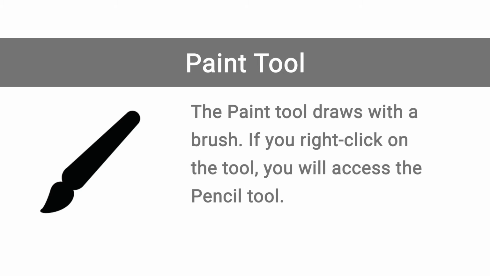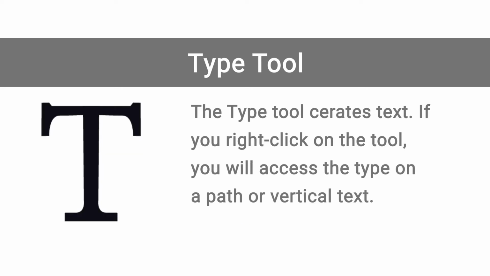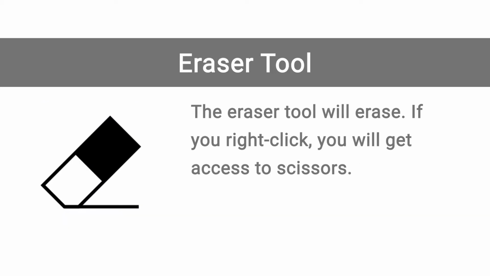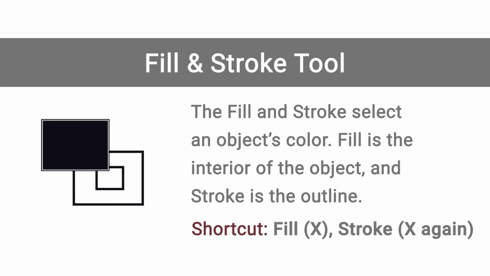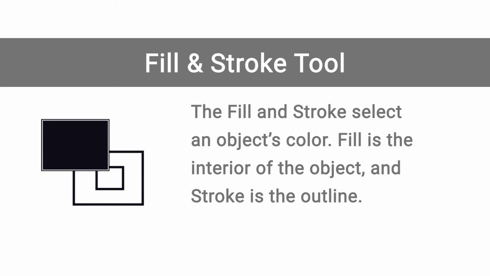The Paint tool draws with a brush. If you right-click on the tool, you will get access to the Pencil tool. The shortcut for the Paint tool is B. The Type tool creates text. If you right-click on the tool, you will get access to Type on Path and vertical text. The Eraser tool will erase. If you right-click, you will get access to scissors. The shortcut for the Eraser tool is Shift plus E. The Fill and Stroke tool selects an object's color. Fill is the interior of the object and Stroke is the outline.